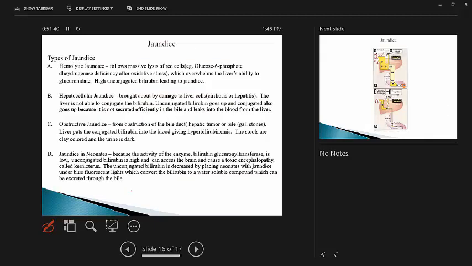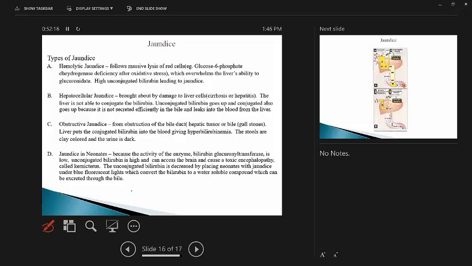So now what we want to do is talk about jaundice. Jaundice is when you get yellow color in your skin, and it's due to too much bilirubin, usually the unconjugated bilirubin. There are four types that you can have. The first is hemolytic jaundice, which follows massive lysis of red cells, including things like glucose-6-phosphate dehydrogenase deficiency after oxidative stress, which we talked about earlier.